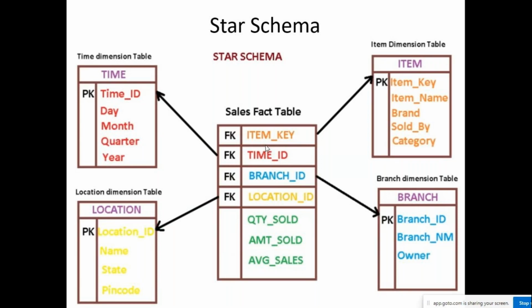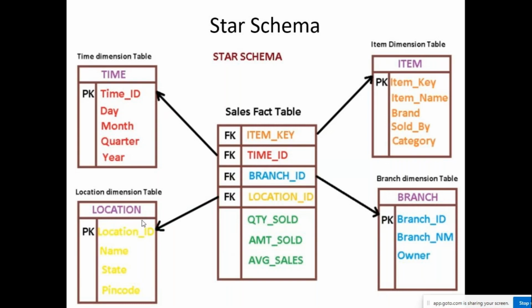If you want to join the item dimension table to the item fact table, there should be a primary key foreign key relationship. Item key is there in the item dimension table, and that is joined with item key in the fact table. These two we can join and get the related data in the visualization. Similarly, time ID in the time table and time ID in the fact table can be joined.